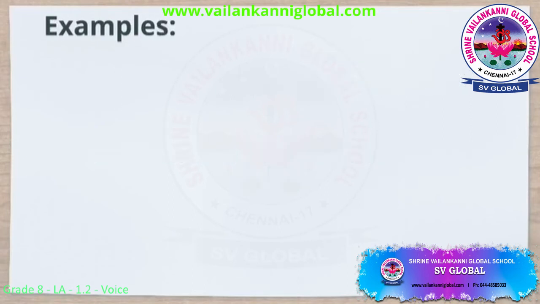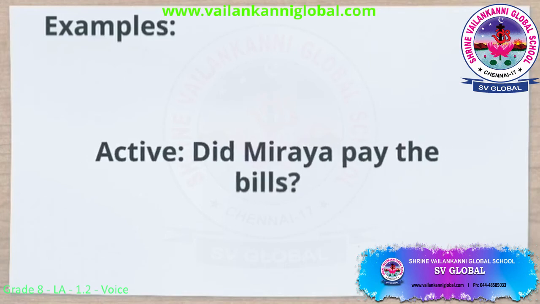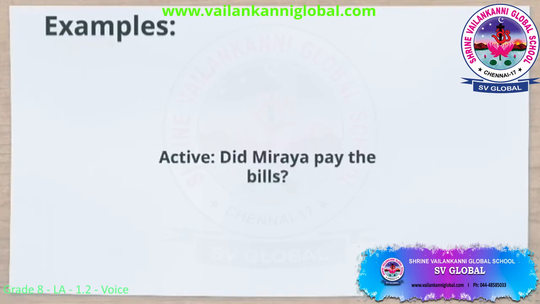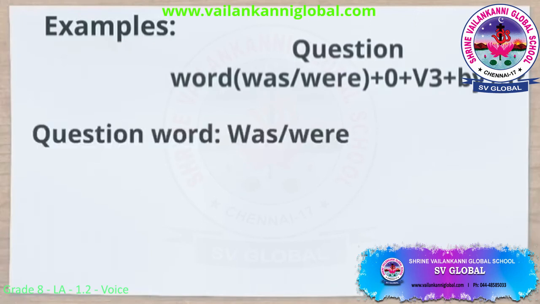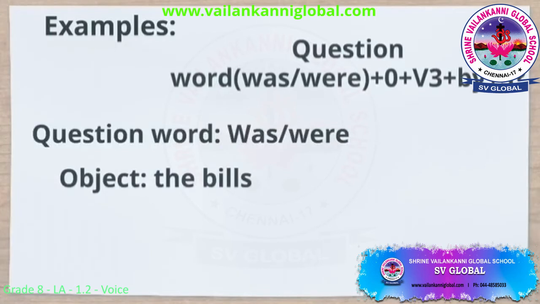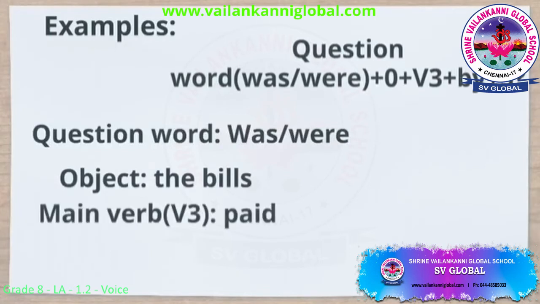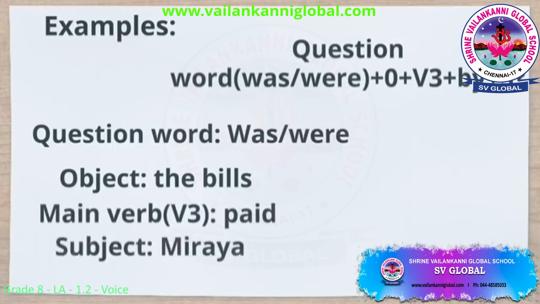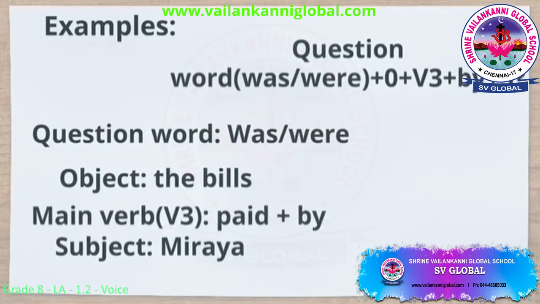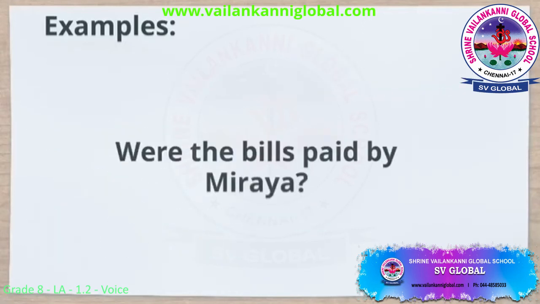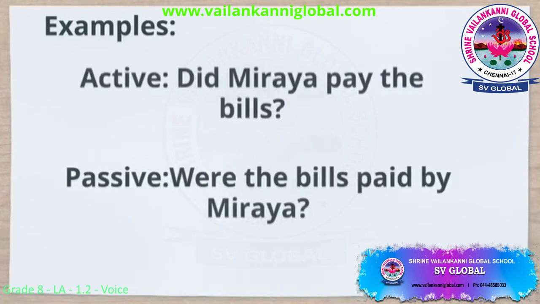The framed active voice question is: did Miraya pay the bills? Let's change the order of the words according to the pattern of passive voice. Question word was, a verb because they are the auxiliary verb. Then the object of the active voice is the bills. The main verb should be in V3 form, which is paid, then the subject, Miraya. So let's frame the passive voice question: the auxiliary verb, the bills, the object, paid, V3 form, add by, and then the subject of the sentence is Miraya. Was the bills paid by Miraya?